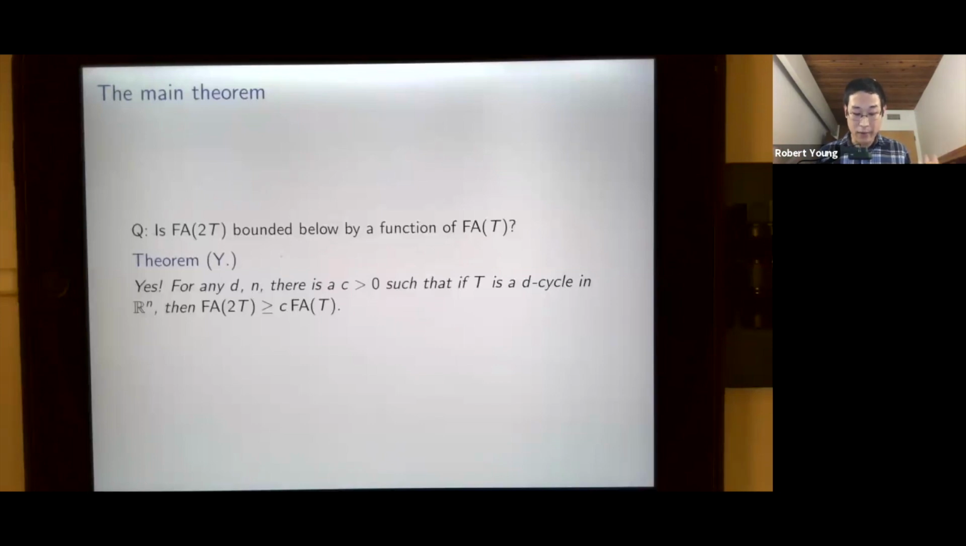But yeah, so we can ask whether it's bounded below by some function of the filling area of t. In fact, it's bounded below by a constant times the filling area of t. And what I want to do today is try to explain why this is. I want to try to prove this fact.